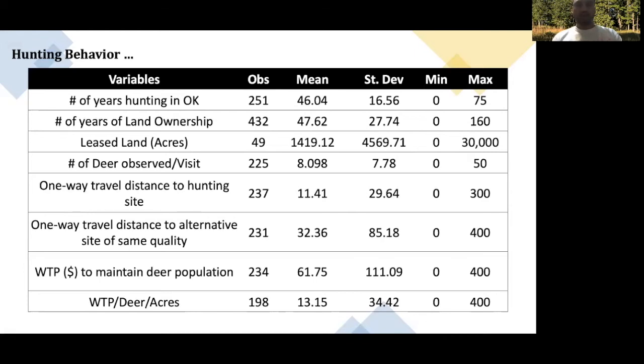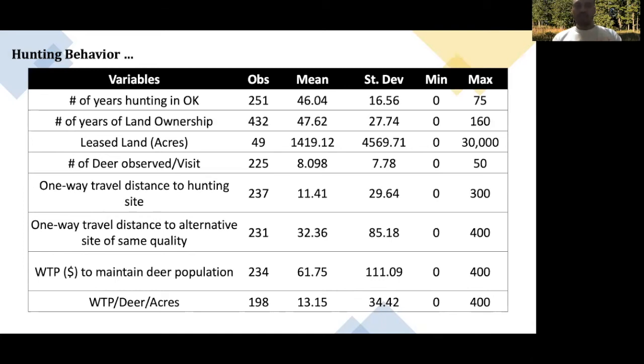On an average, our respondents observe about 8 deer per visit in the regular hunting site. Average one-way travel distance is about 11.5 miles, and average one-way travel distance to an alternative site if their regular hunting site is unavailable is about 32.36 miles. If landowners have to travel for hunting to an alternative site due to decline in the hunting quality of the existing site they used to hunt regularly, they have to travel roughly about three times their regular travel distance.